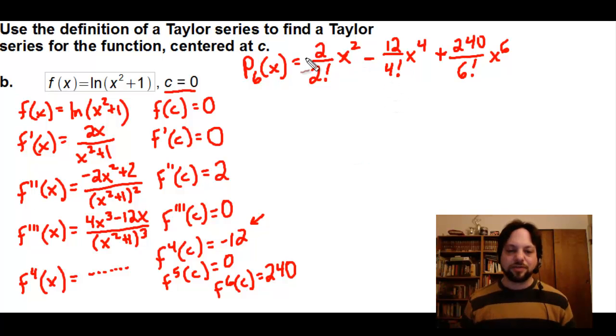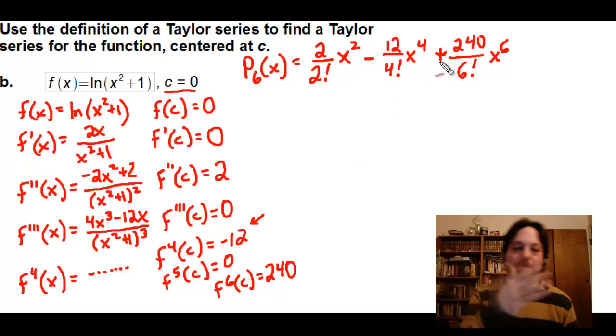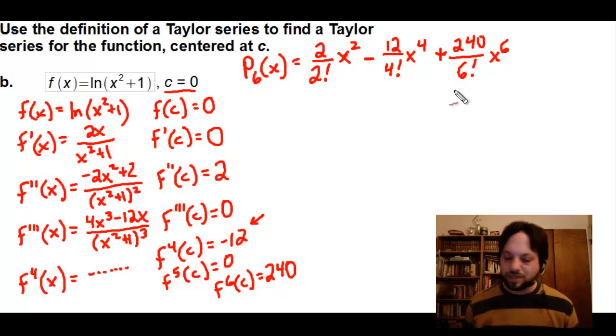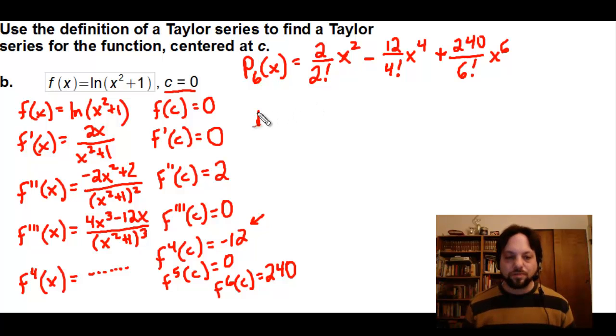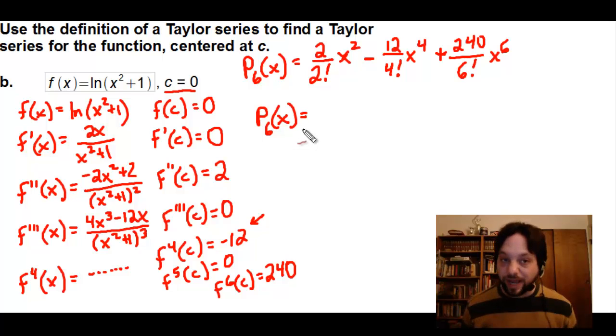And then, on top of it all, I have positive, negative, positive, so I'm going to have an alternating series. At first glance, this just looks like a giant mess, and I'm not really sure where to go with it. So, let me go ahead and expand these factorials and see what happens.